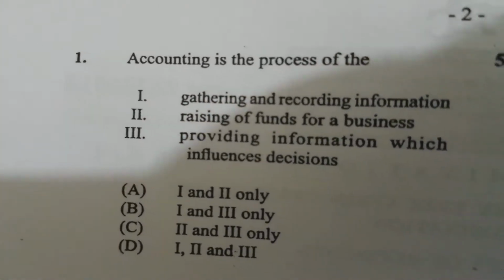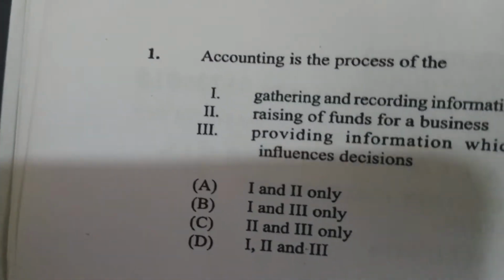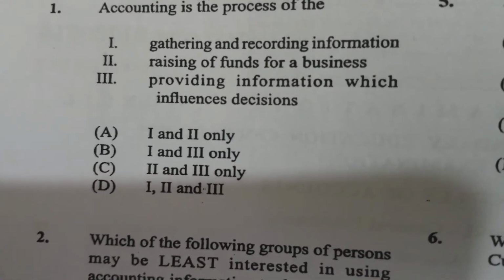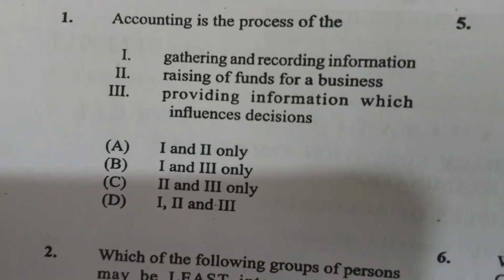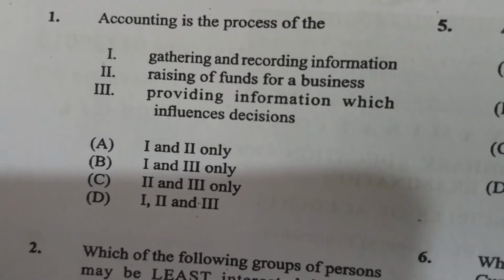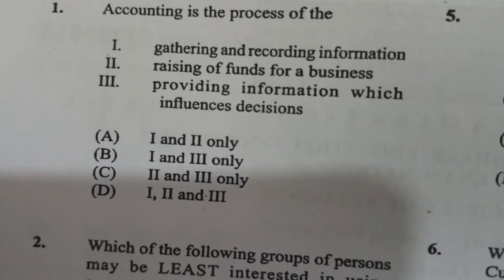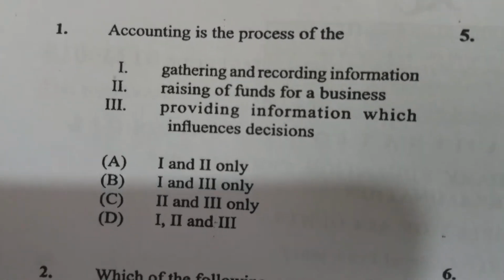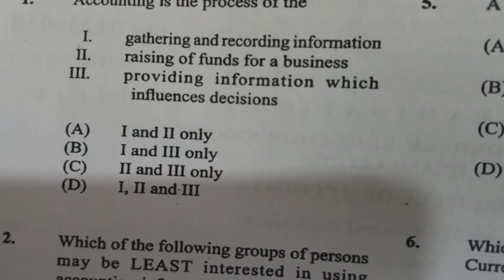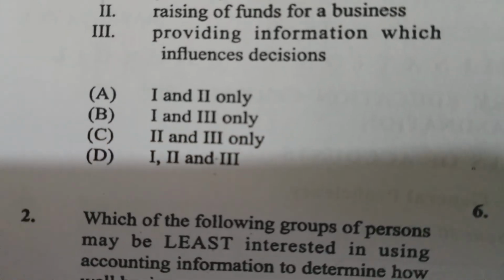Accounting is the process of, and it gives us some options, all right? Gathering and recording of information, raising of funds for a business, providing information which influences decisions, and our answer is 1 and 3. The main process of accounting would be 1, gathering and recording of information, and 3, providing information which influences decisions. So 1 and 3 would be B.